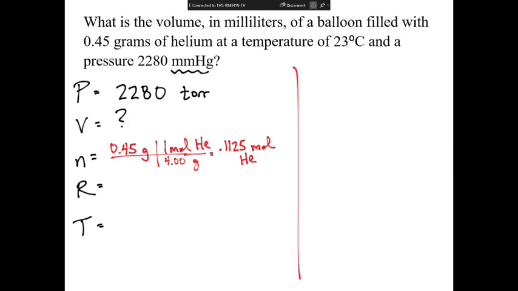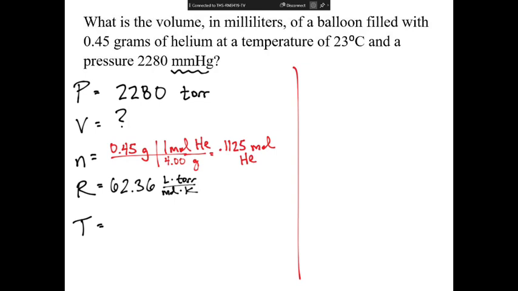All right, which R should I use this time? Should I use 0.08206 again? No, which one should I use? Yeah, the one that involves torr. What's the value, look at the chart up on top. 62.36, okay. As long as you're making sure all your other units match, you don't have to write that whole thing every time. Sometimes it's annoying to keep up with that, but that shows how the units work out.